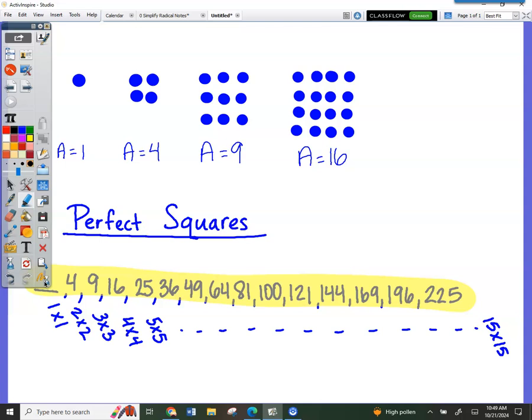All right, let me help y'all. Go to your calculator. Do 40 divided by 169.